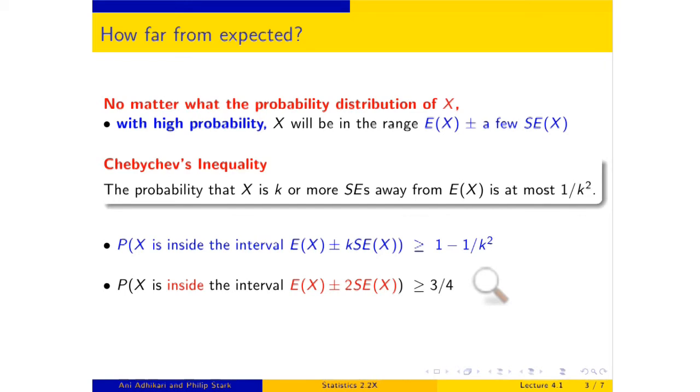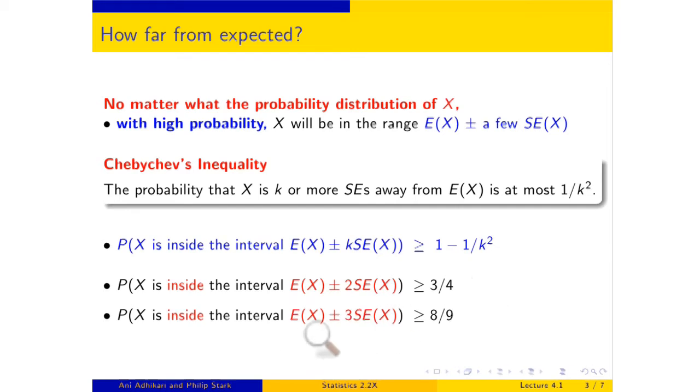And while we're about it, how about going 3 standard errors on either side of the expected value? So you stand at the expected value and you walk 3 standard errors on either side, you will pick up at least 8/9 of the probability. 1 minus 1 over 3 squared. Chebyshev, just as you knew it for lists of numbers, now being applied to random variables. The proof is essentially identical.